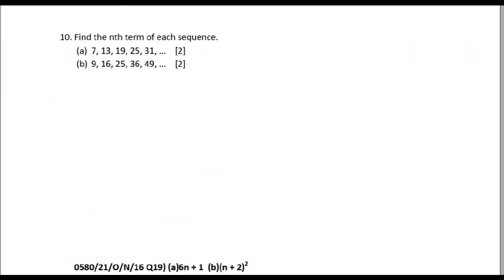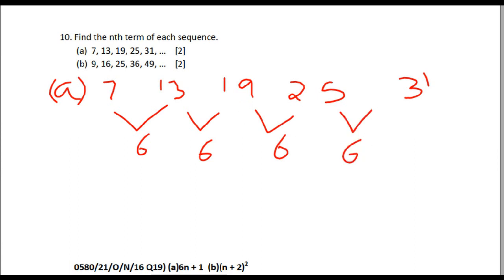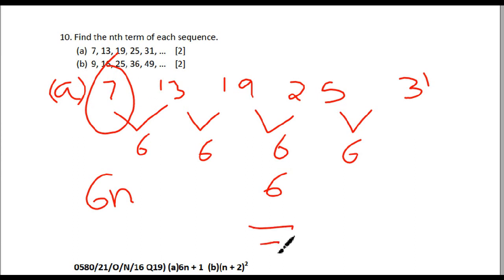Question number 10. Part A, find the nth term of each sequence. So 7, 13, 19, 25, 31. What's happening here? We're adding 6, then again 6, then again 6, then again 6. Directly we'll write 6n, and our first term is 6 at the moment, because when we substitute n equals 1 here, we get 6. The actual first term needs to be 7, so we need to add 1, so plus 1. We get the answer for part A.